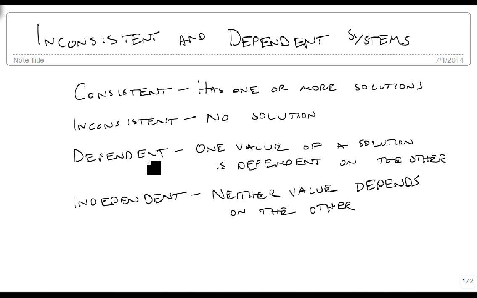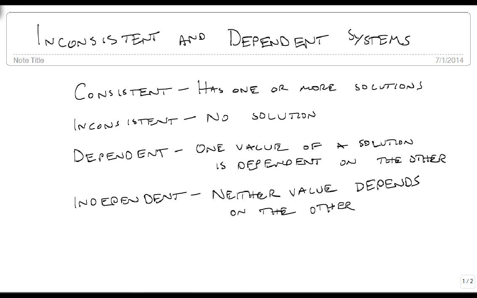Dependent means that one value of a solution or point is dependent on the other one. This usually shows up because we have the same line, and so lots of points work for both equations since they're both the same. Anything that makes one true makes the other true. So the given point that we have depends on the x, and that gives us our y.